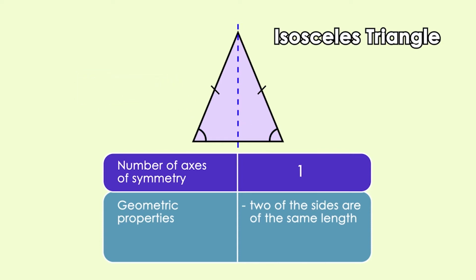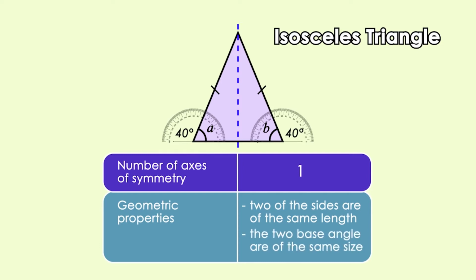Let's explore together, shall we? I am going to use a protractor to measure these two angles. First, I am going to label the angles as A and B. When I measure angle A, it is 40 degrees. Will it be the same for angle B? Aha! Angle B is also 40 degrees. Isn't it amazing? Both the base angles, which are angle A and B, are the same.